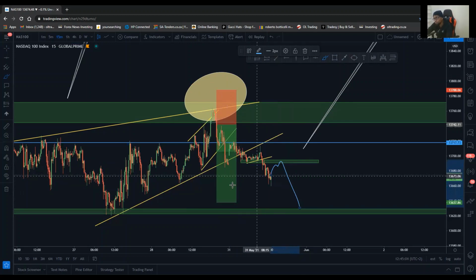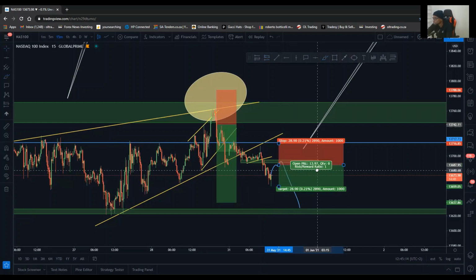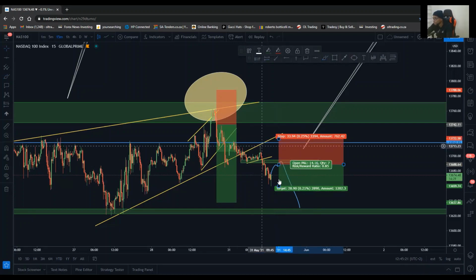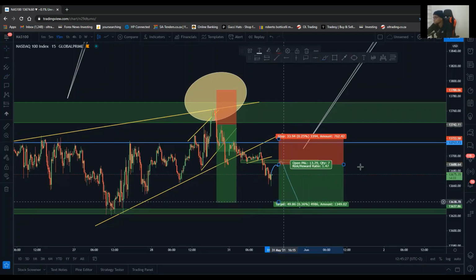So at this point I'm not going to do anything, but if it comes to retest here, I'm going to place more sells around this level here, around 13681. Then my stop loss will just be above this high, and then take it all the way down. I'll be adding more positions there.